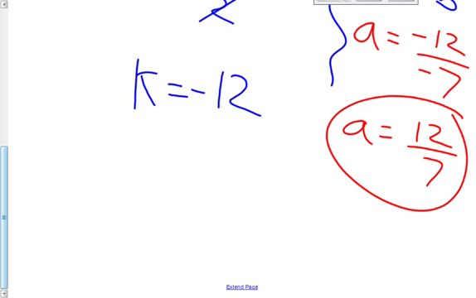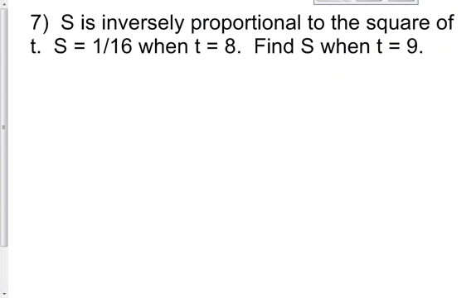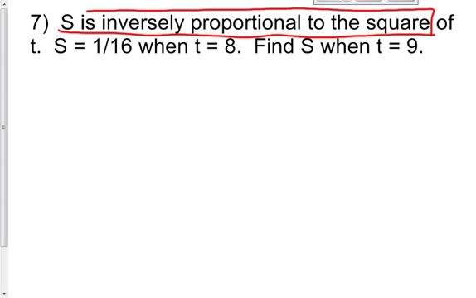Last one. It's really not done any different, but it is just a little bit more tricky because there's more mathematical operations that need to take place. S is inversely proportional to the square of t. Inversely proportional or inversely related or inverse variation, they all mean the exact same thing. To the square of t.